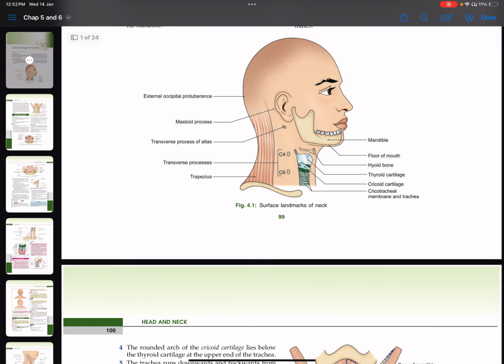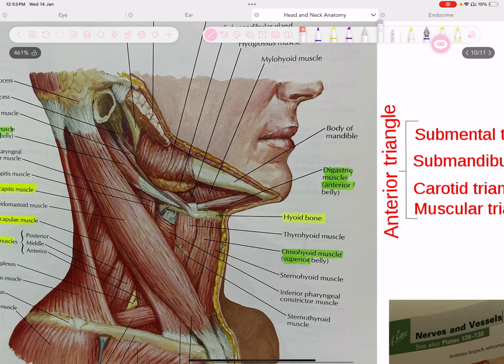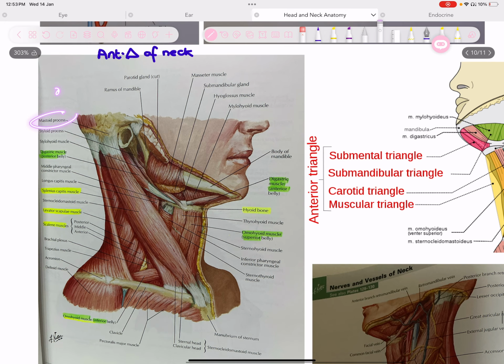Now you do not need to know the surface landmarks. Let's move forward. Structures in the anterior median region of the neck, let's not even go into detail of that. Yes, anterior triangle. The boundaries of the anterior triangle of the neck are the anterior median plane of the neck, that is medially. Laterally, you will have the sternocleidomastoid, and the base is formed by an imaginary line that connects the mastoid process to the angle of the mandible.